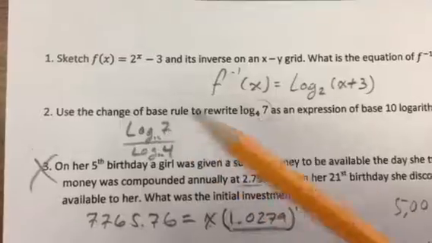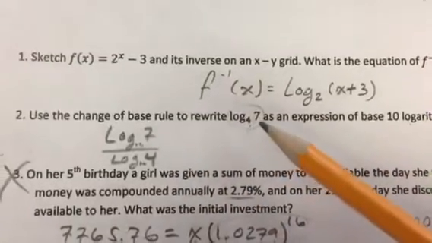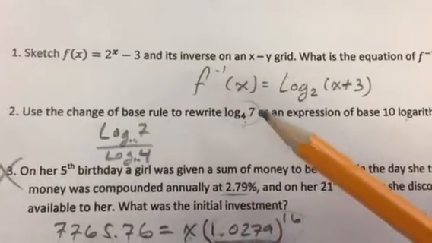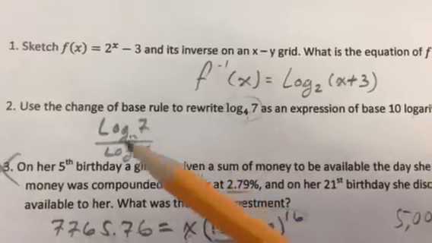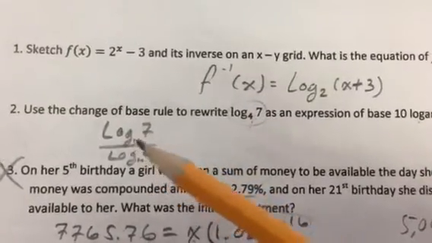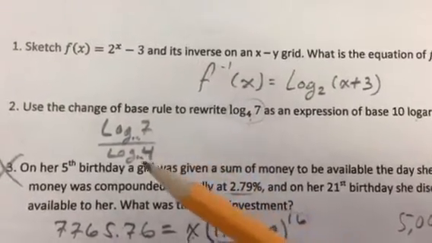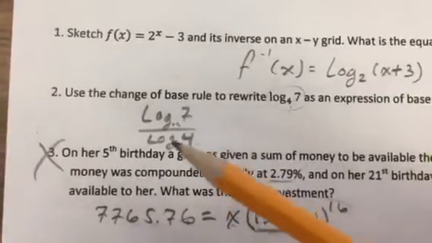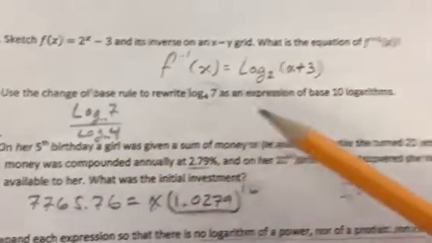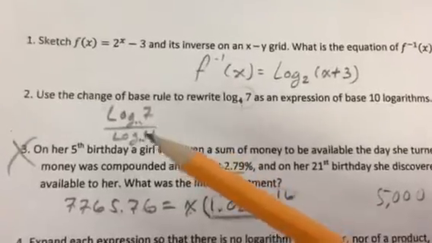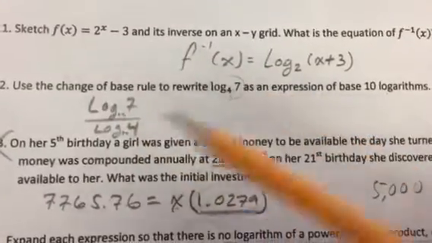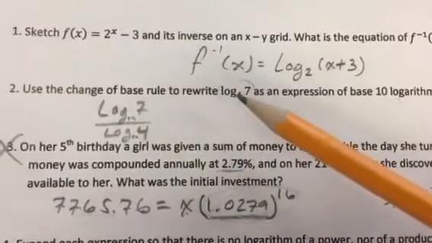Okay, change of base rule, log base 4 of 7. That means you can write this in any base you want. I've chosen to write it as base 10, log base 10 of 7, divided by log base 10 of 4. Sorry for my squished up handwriting there, but base 10 logarithm. So this fraction is equivalent to this expression right here.